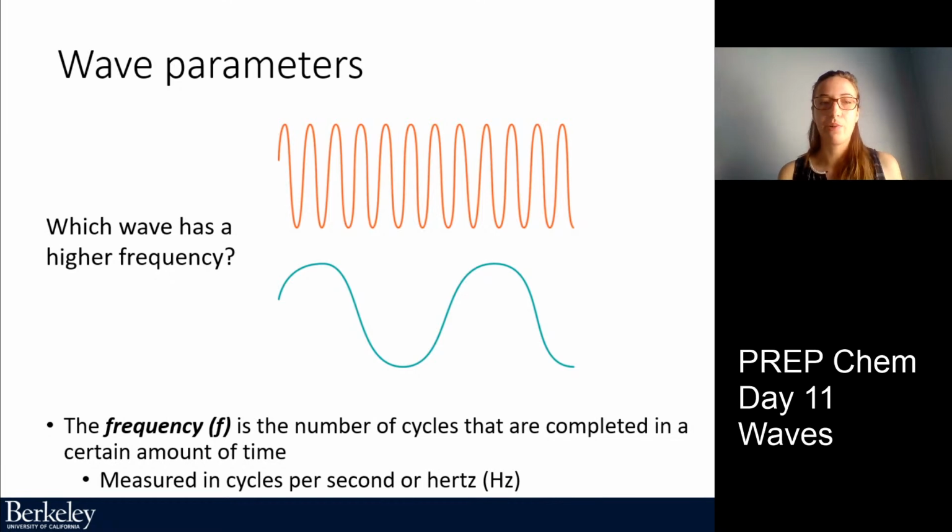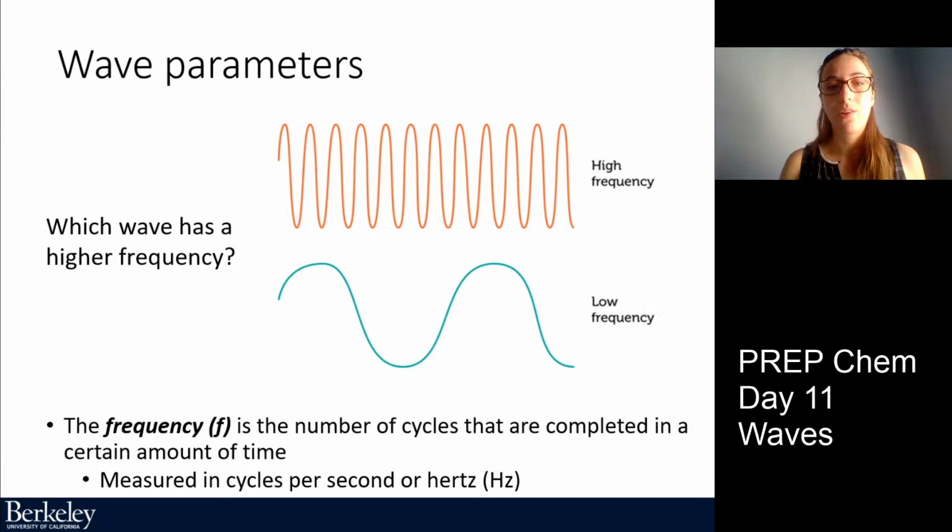Okay, so I'll go ahead and go over this quick concept question. Frequency is defined as the number of cycles that are completed in a certain amount of time. So if your wave has a higher frequency, that means more cycles are completed per second, so it oscillates more. If your wave has a lower frequency, that means fewer cycles are completed in a given amount of time. So the top example has a high frequency and the wave on the bottom has a low frequency. Hopefully that makes sense based on what we discussed in the previous example.